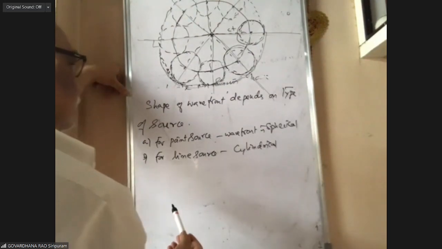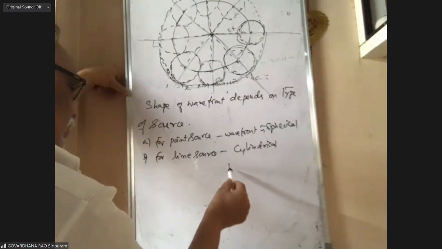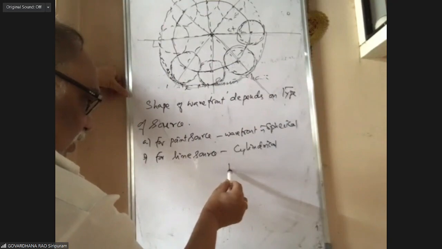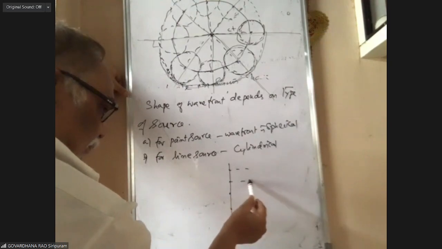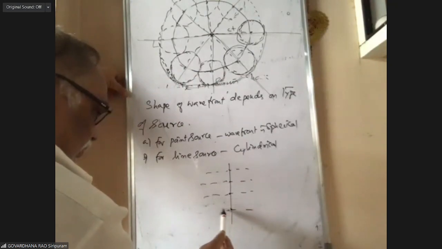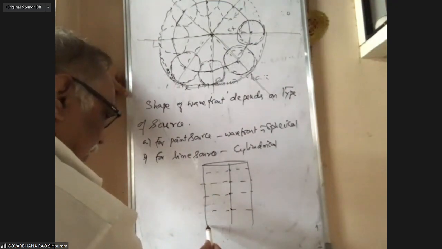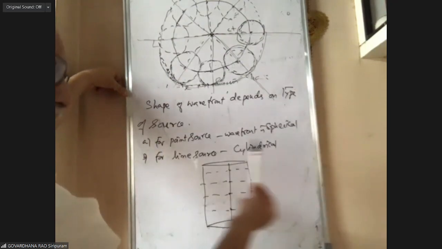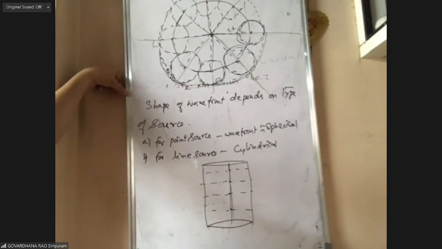For line source, cylindrical wavefront. How? This is the line source. Line source means it is a straight line. These are all the points. Source, no? So light travels in all the direction like this. So what is the shape of this wavefront? Like this. Tube light. Cylinder. So that is the wavefront. Shape of the wavefront is cylindrical when the source is line source. Okay?